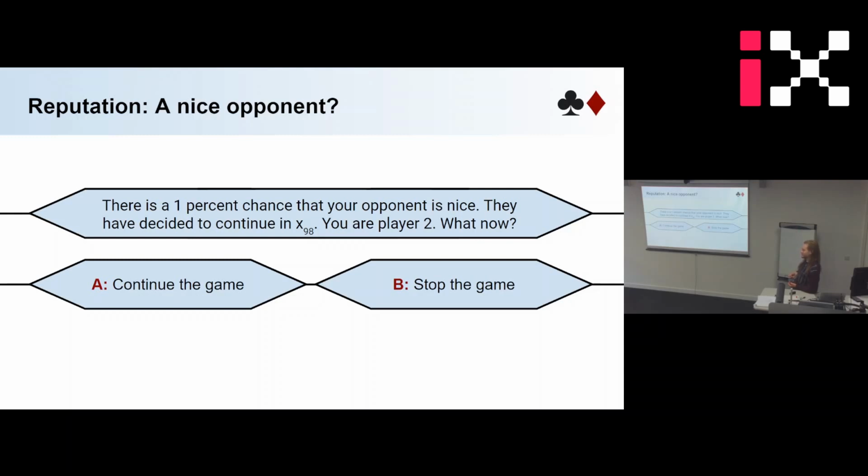If they're rational, then they stop, right? Because that's the same as the game before. So they must be nice. They have decided to continue in X19, and that's independent of them being nice and rational? I'm asking questions.